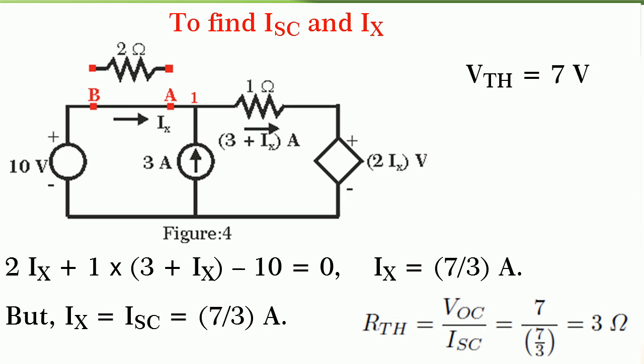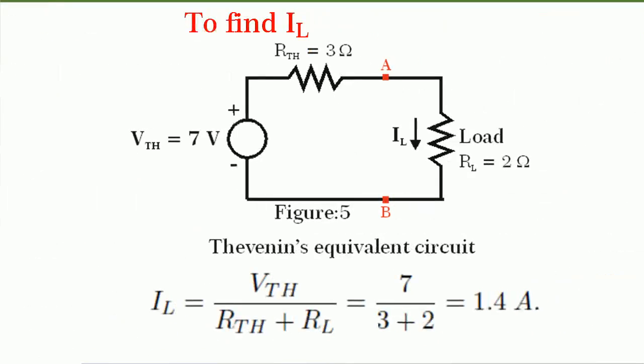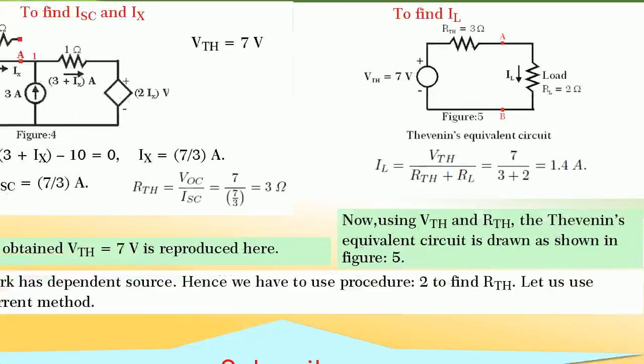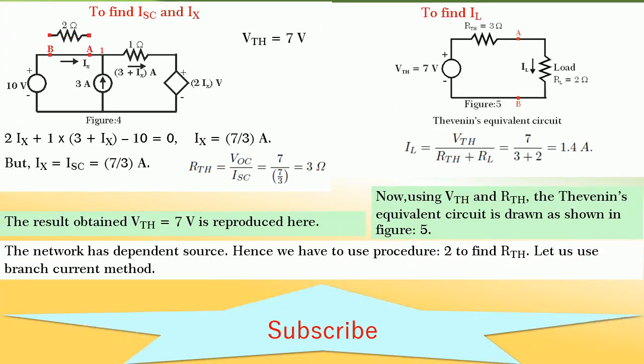Now, using V Thevenin and R Thevenin, the Thevenin's equivalent circuit drawn is shown in figure 5, and we can find out IL equal to V Thevenin divided by R Thevenin plus RL, and by substituting the values we get IL is equal to 1.4 amperes. Friends, is it not interesting?